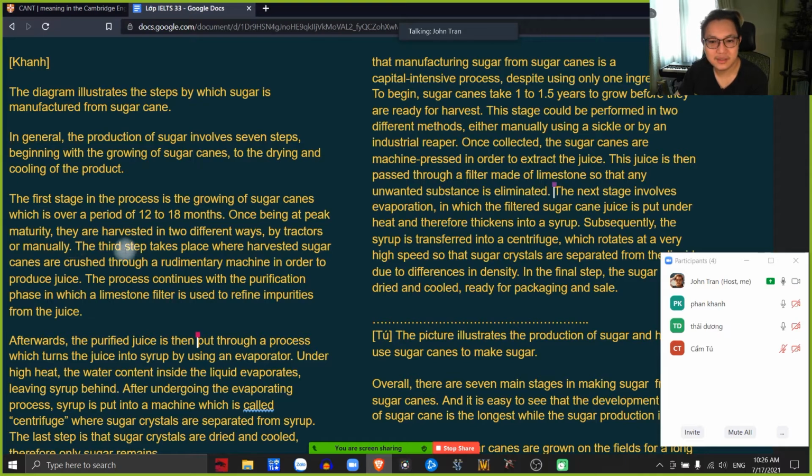Just like mine. The third step takes place where harvested sugar canes are crushed through rudimentary machines. So the word rudimentary means it's crude, it's not so sophisticated. Well, you can put a word of higher band score in here.